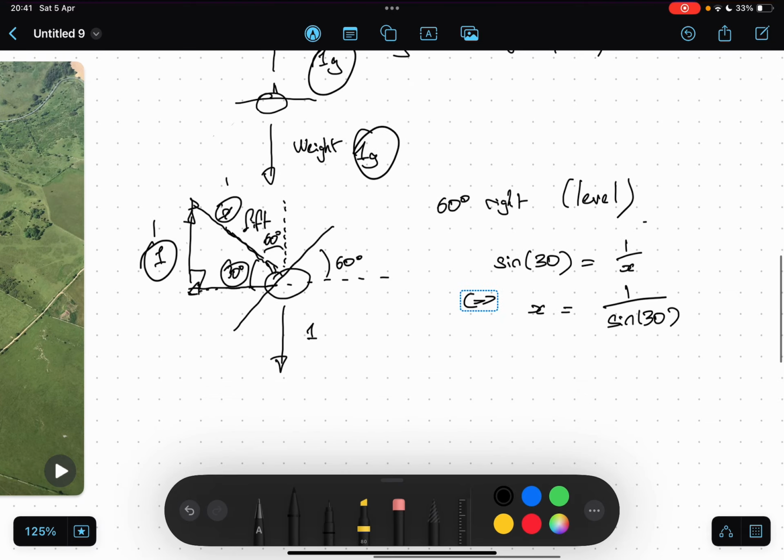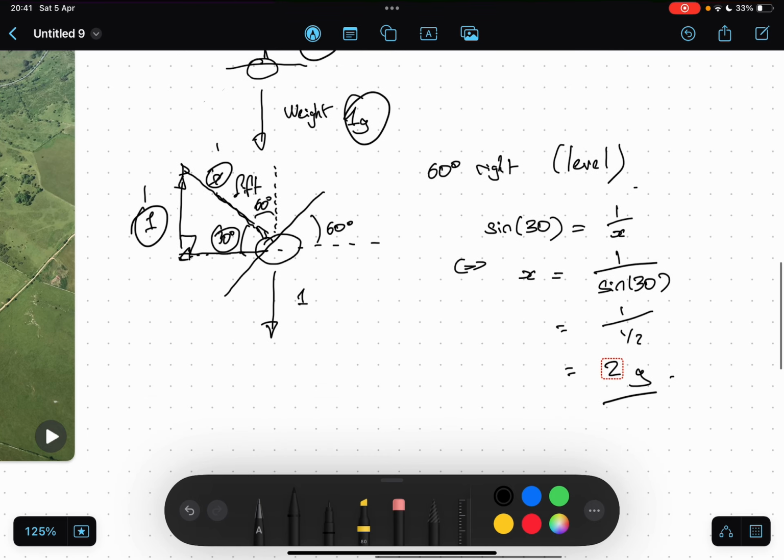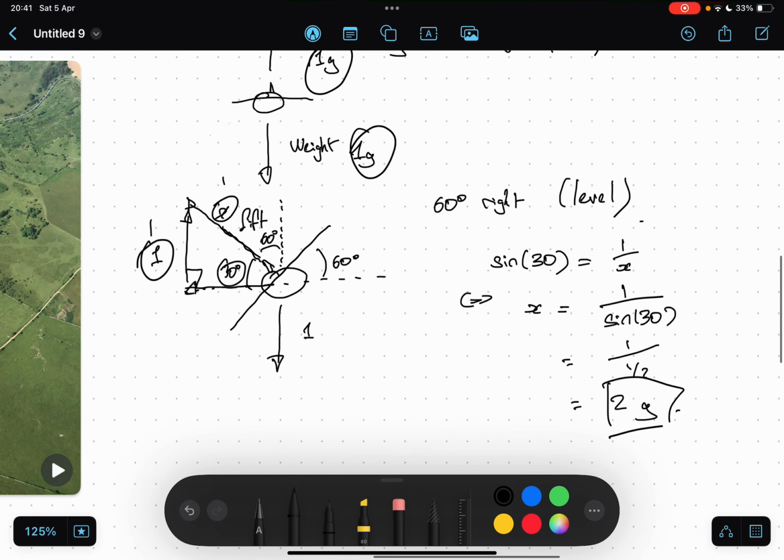There we go. And what is 1 over sine 30 equal to? Well, sine 30 is simply equal to a half, right? So which gives us 1 over 1/2, which gives us 2, right? So it's going to be 2g. So here we can literally see that the pilot is going to be feeling 2g instead of 1 in a turn with 60 degrees.